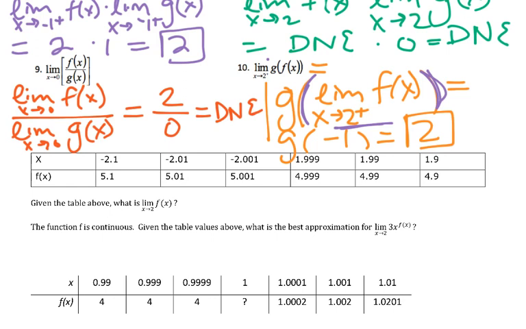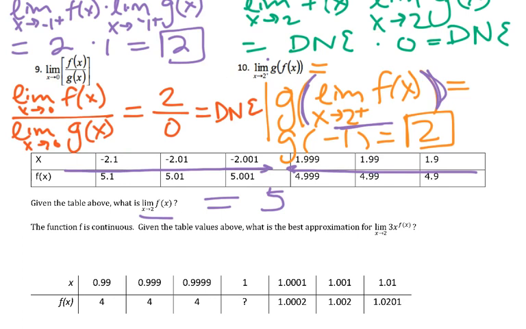Okay, so given this table, we are asked what is the limit as x approaches 2 of f of x. Approaching 2 from the left, it looks like our numbers are going down to 5. Now let's approach from the right. Our numbers are going up to 5, so the limit here is 5.